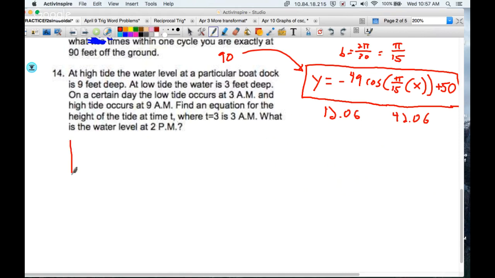So, start with the graph. What do we know? Low tide is 3. Water's only 3 feet deep. And that occurs at 3. High tide, it's 9 feet deep at 9 a.m. So 9, meaning it's halfway in between at 6.